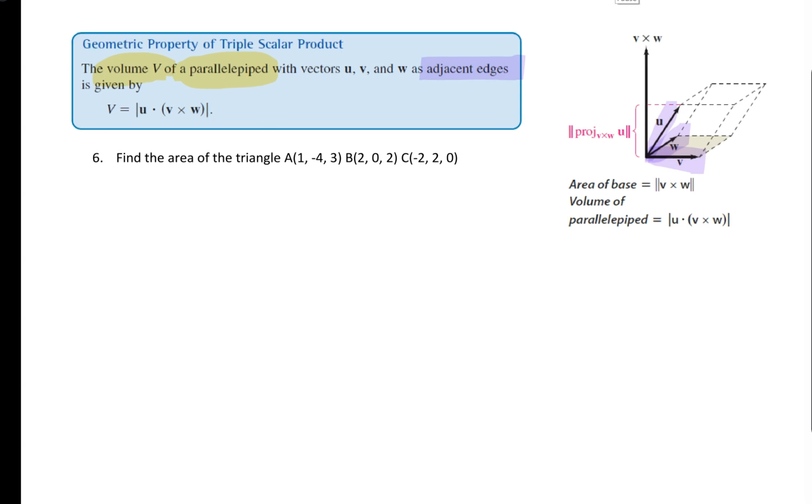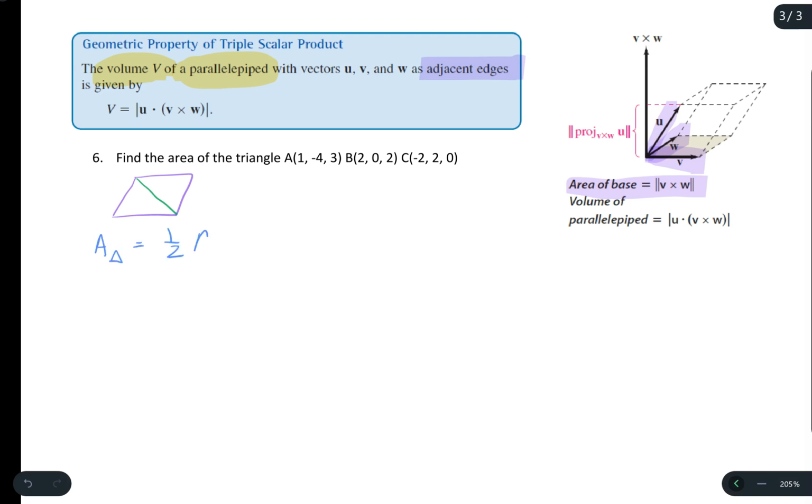Continuing with this problem, we're asked to find the area of a triangle. I want you to notice over here that the diagram shows that the area of the base of this parallelepiped is the magnitude of V cross W. If we want to find the area of a triangle, essentially we're going to take that parallelogram and cut it in half. So the area of the triangle is half the area of the parallelogram.